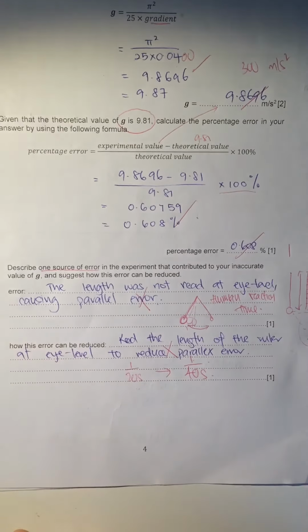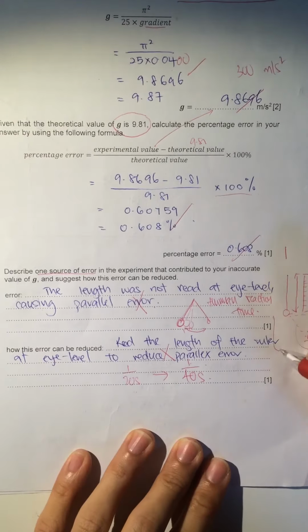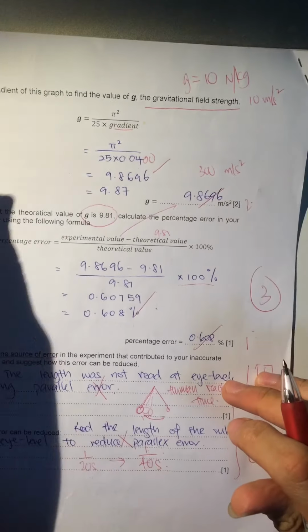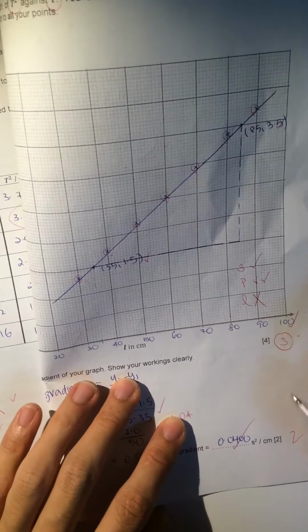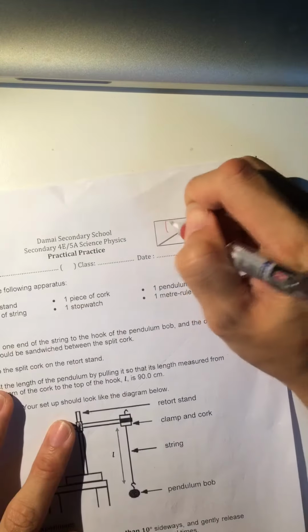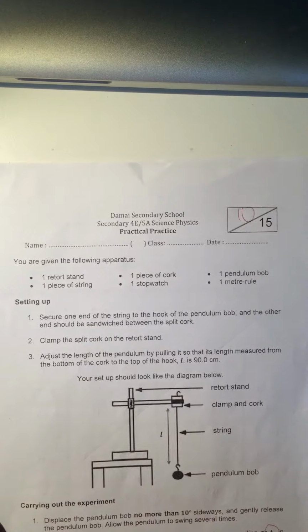Okay, so there are other acceptable answers. So please take a look. This student is going to get 0. Okay, so 2, 1, total 3. 3, 2, 5, 8. 8 plus 2, 10. This student is going to get 10 upon 15. Okay, so this is how it's usually marked.